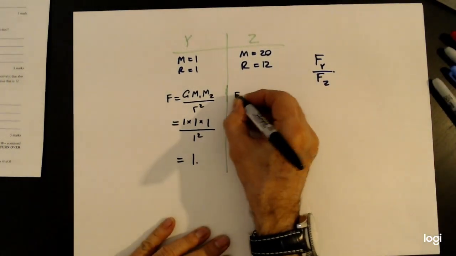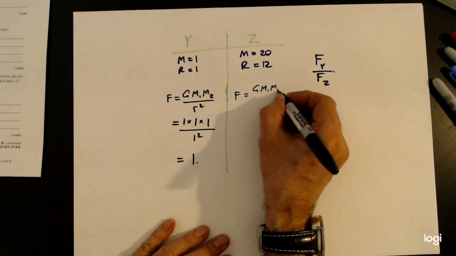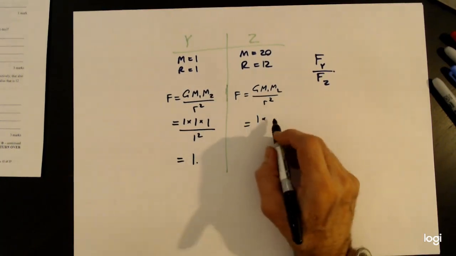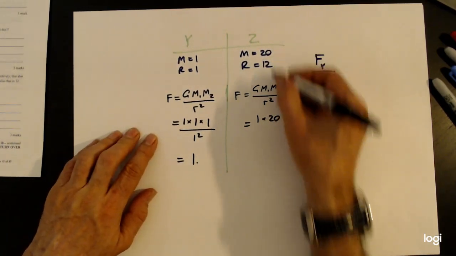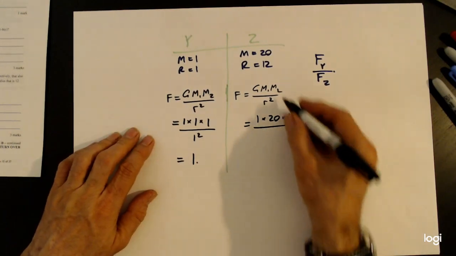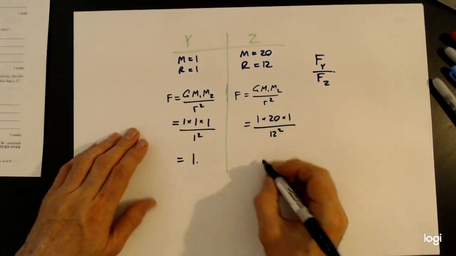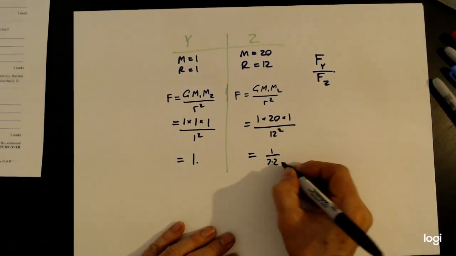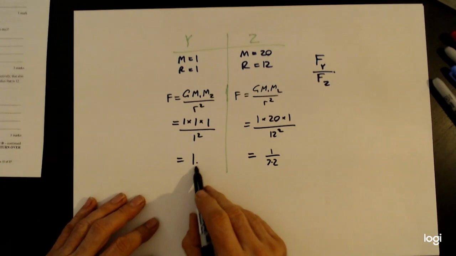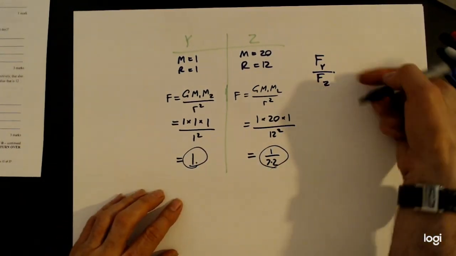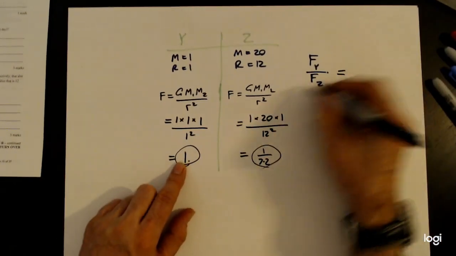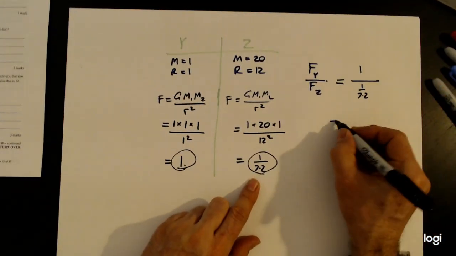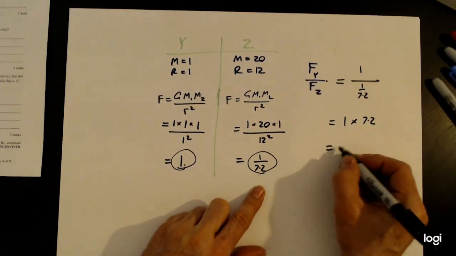By comparison, same here, m1 m2 on R squared. G is still 1. The mass is 20 this time. The star's mass is the same, divided by 12 squared. Now I've done the mass before. This comes to 1 divided by 7.2. So they are the two numbers that go in here. So that equals, this is Y, 1 divided by 1 on 7.2. In other words, 1 times 7.2, which is 7.2.